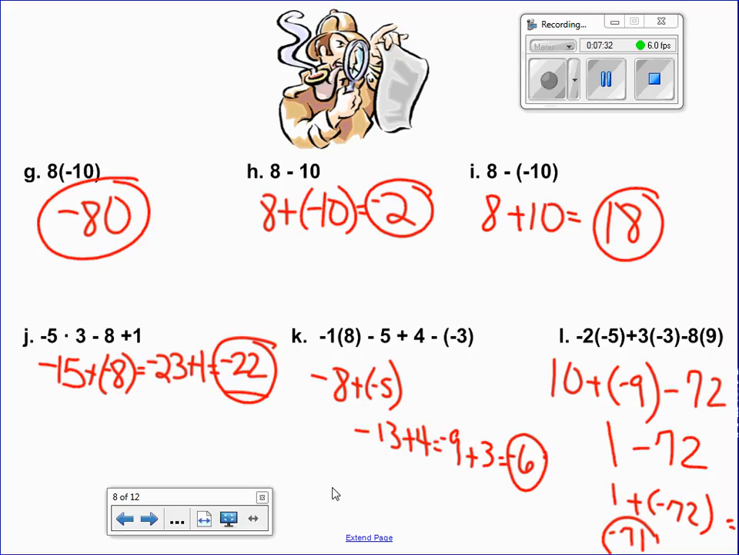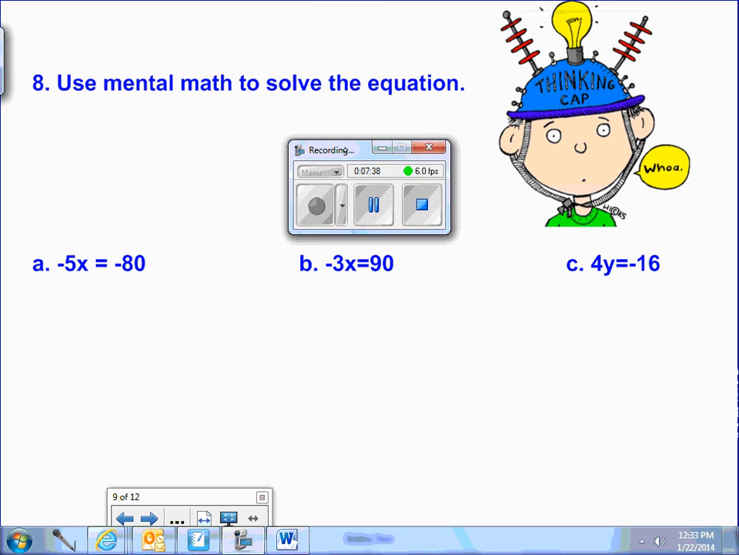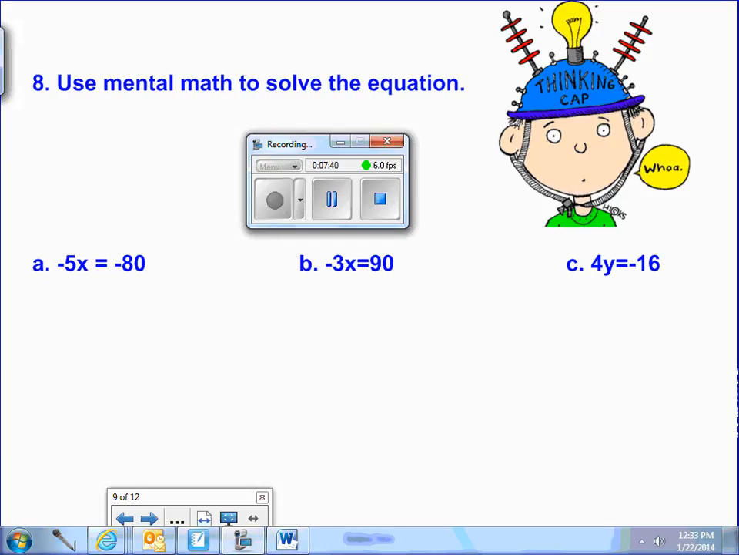Simplify each one. Now we're going to use mental math. So we're going to solve for each of the variables. We need to determine what the variables are for each one. I'm going to pause the video and we'll come back and check our work. So in these, you're actually going to do the opposite. You're going to undo it. And in A, you try to determine what times negative 5 gives you negative 80 to check your signs. B, how many times does 3 go into 90? Then make sure it's going to be a negative because a negative times a negative equals a positive. And on C, it would be negative 4 because negative 4 times a positive 4 is negative 16.